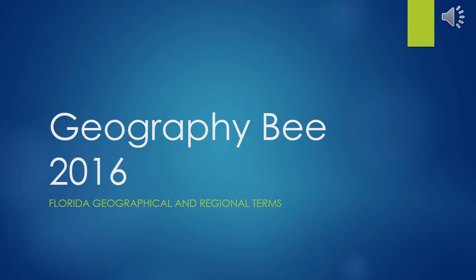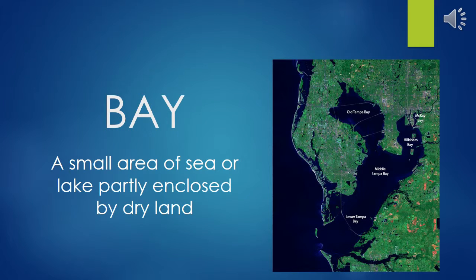This is a review of the Geography B 2016 Florida Geographical and Regional Terms. A bay is a small area of sea or lake partly enclosed by dry land. In this photo, you see the Tampa Bay on the west coast of Florida.